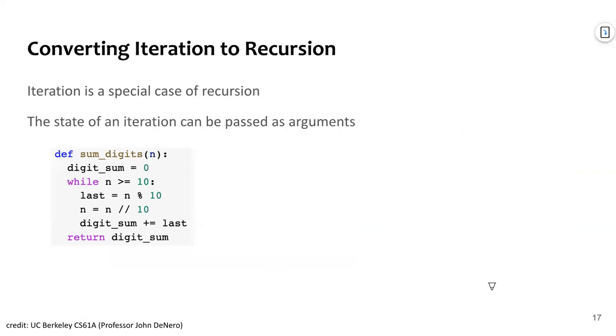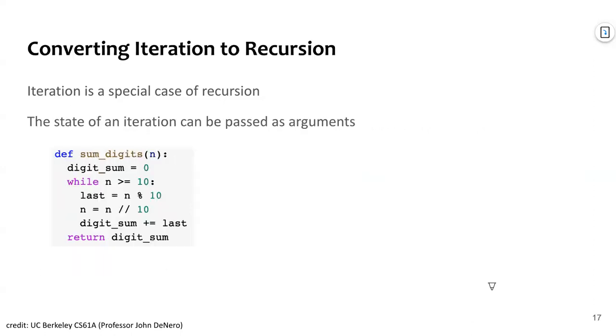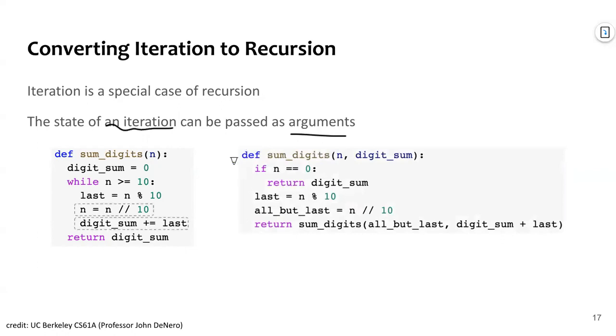And in the opposite way, we can convert iteration into recursion. All right. And in the previous slide, I told you that iteration is a special case of recursion, and recursion is a special case of iteration. And the state of an iteration can be passed as an argument. So here, we're passing these two states into the function itself as arguments or parameters.